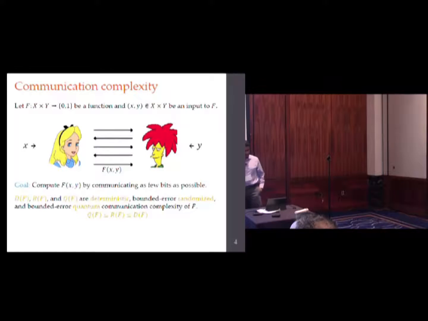Depending on the kind of resources that they're allowed, you can define different models. Deterministic communication complexity, which I'll denote by D of f, is exactly what you think it is. Randomized communication complexity is similar to deterministic, except now they have private and public randomness, and they're allowed to get the answer wrong with some small probability. And Q of f will denote quantum communication complexity, which I won't define, and you don't need to know for the rest of the talk. I literally want you to know only one thing about quantum communication complexity: that it's a model of communication complexity that's better than randomized communication complexity. So that's all you need to know.